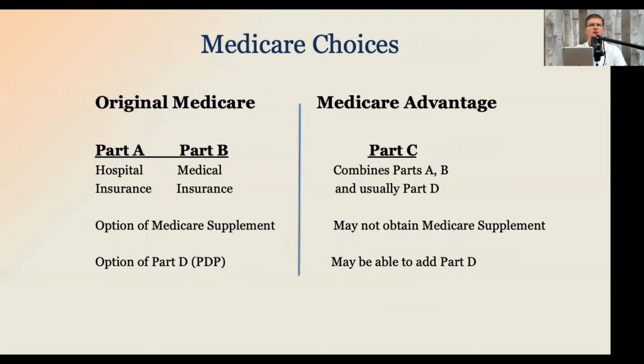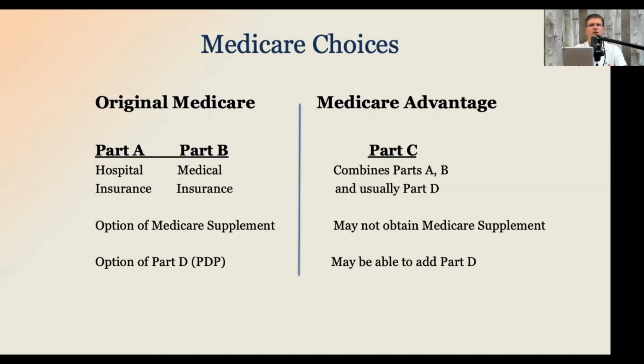Now, your Medicare choices come down to whether you want original Medicare, which again has Part A, your hospital insurance, and Part B, your medical insurance, like your doctor's visits. With original Medicare, you have the option of a Medicare supplement and an option for a Part D or PDP plan. And then you have the option of the Part C, like we mentioned earlier, the Medicare Advantage plans.